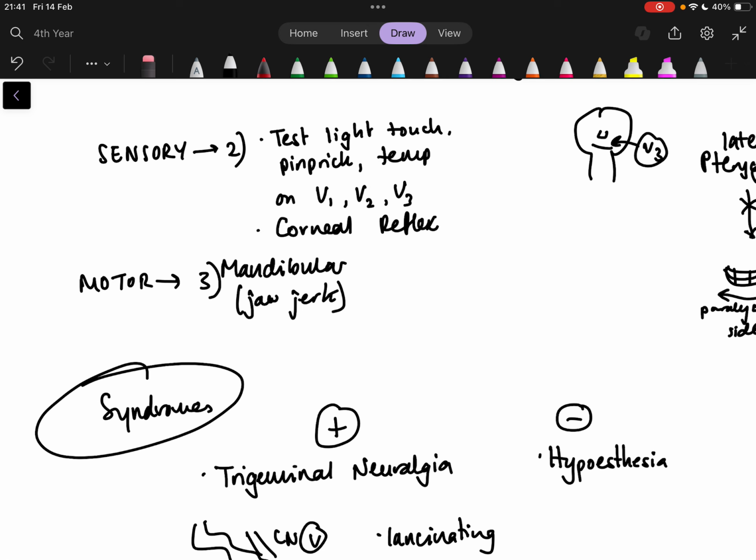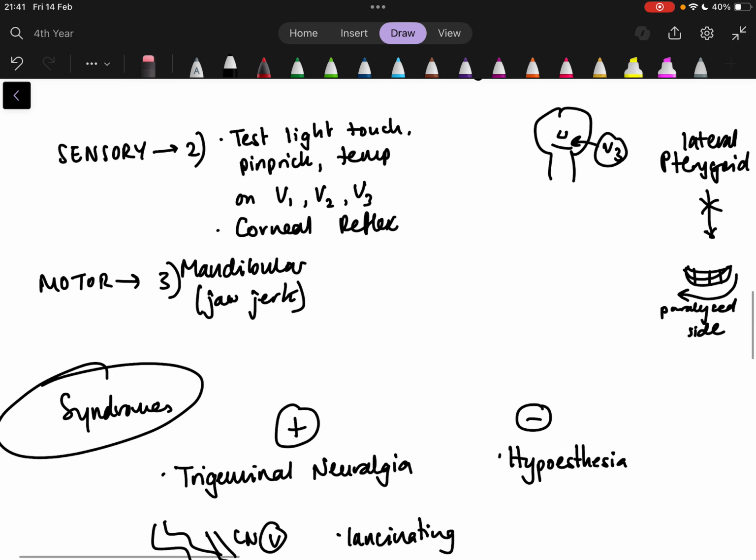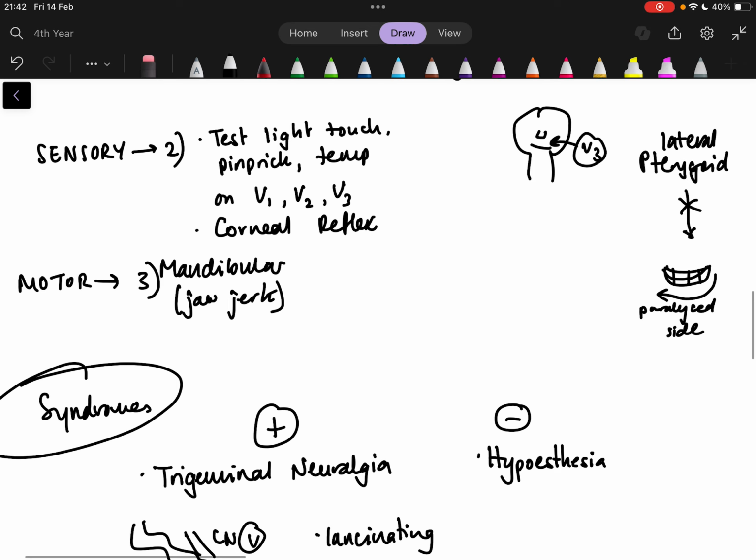And then the motor part, which is basically for the masseter, like I said, the mastication muscles. There is another reflex here, which is the mandibular reflex, where you get the patient to half open their jaw a bit. You put your thumb over the chin, and you lightly knock the hammer, and you should see a jaw jerk. That is the expected response.